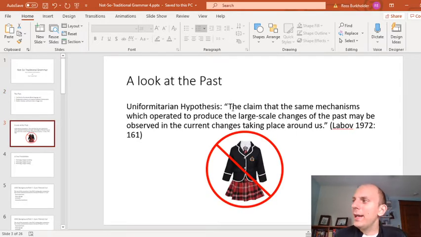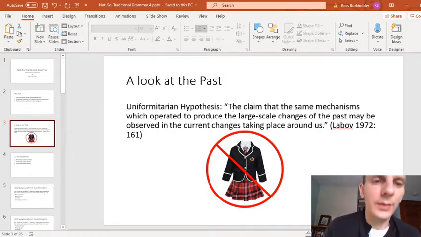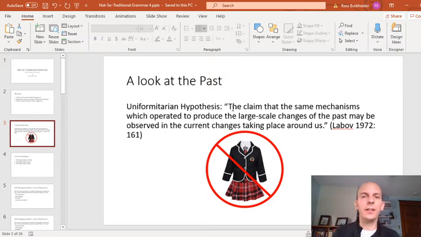This is a throwback to last episode. We looked at historical linguistics, and one of the key underlying concepts of historical linguistics was the Uniformitarian Hypothesis. Here's a quote from Bill Labov in 1972, but essentially what this says is that the way that languages have been changing forever continues to hold now. The same types of changes that happened to language 6,000 years ago are the same types of changes that are happening to language today.